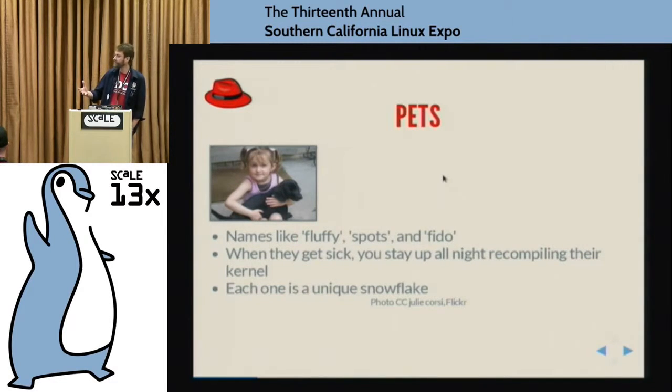You take care of your servers. Each one is completely different from the others, and so you have to patch them separately. And there's a lot of management involved. And this is appropriate when you're a small organization with 100 servers.